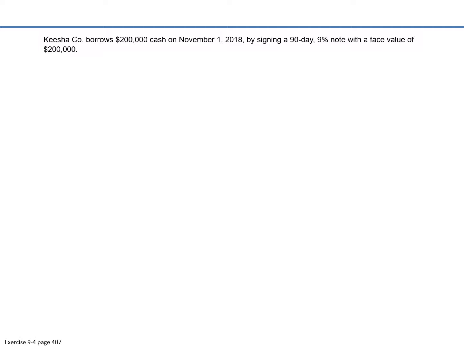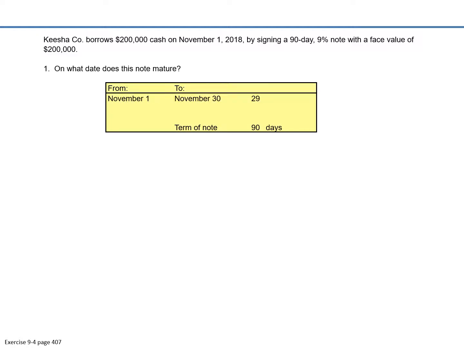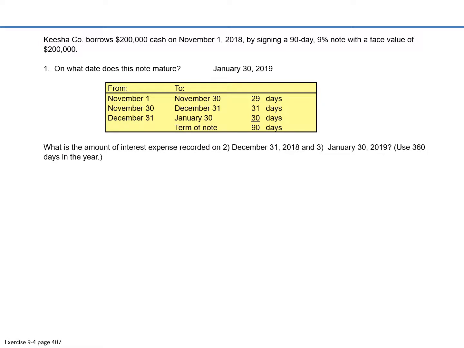Exercise 9-4. So Keisha Company borrows $200,000 cash on November 1st, signing a 90-day 9% note with a face value of $200,000. What date does the note mature? Well, you have 29 days in November, rather than 30. You've got 31 days in December. You've got 30 more days you need to get to 90. So 30 days in January is going to be January 30th, right? So the note's going to mature on January 30th, 2019.